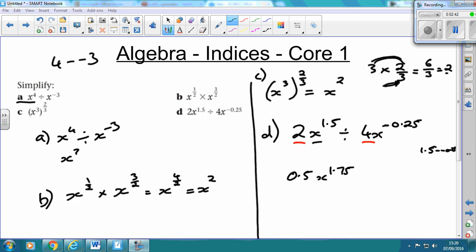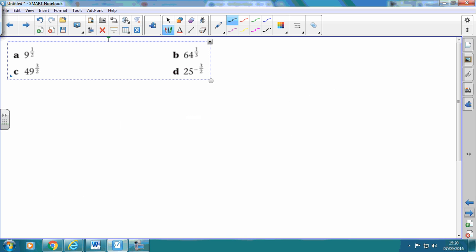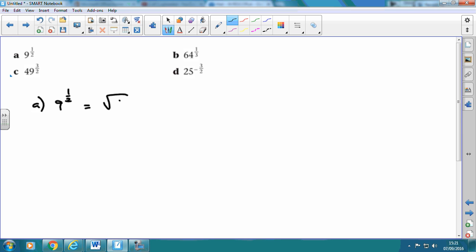Now, in these sorts of questions, we don't even need to know what any of that means. But that's the next thing that we're going to start to do. So we're now going to have a look at what these actually mean, what the power of a half means. Now again, a lot of this should ring bells from GCSE. So if we've got A, 9 to the power of a half. The power of a half means a square root. So that's the same as the square root of 9.